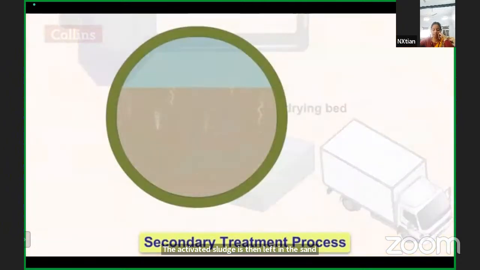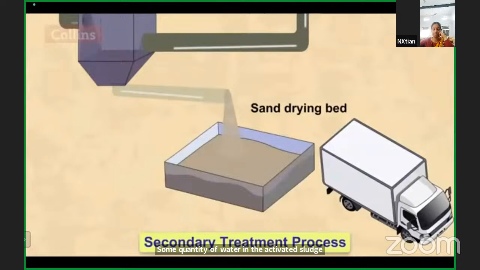Some quantity of water in the activated sludge evaporates and the remaining quantity drains through the sand beds. This leaves behind the remaining dried sludge, which can be used for making fertilizers or compost.